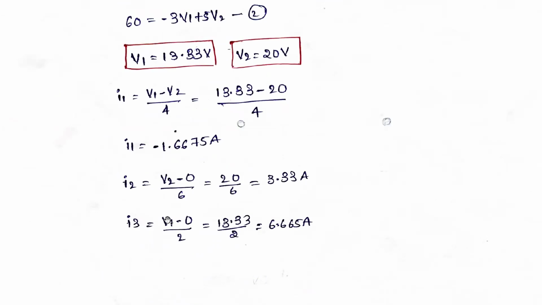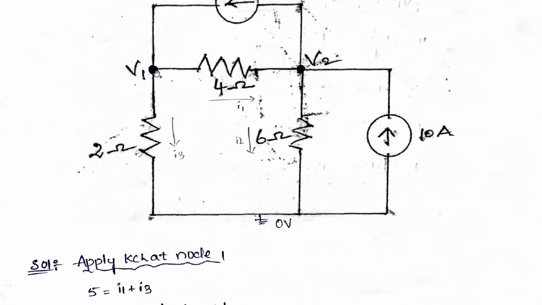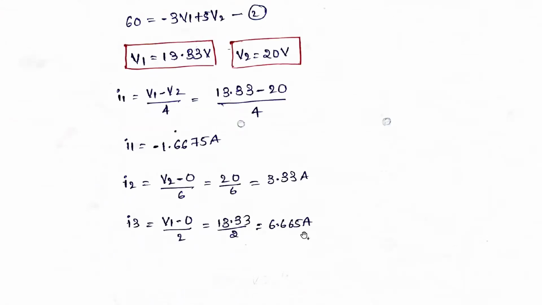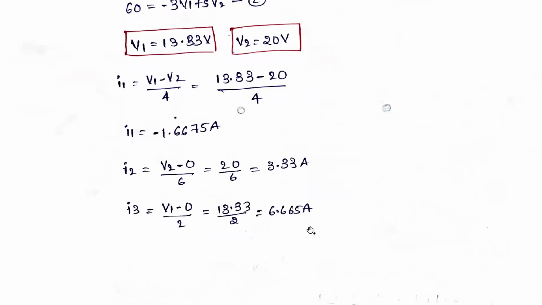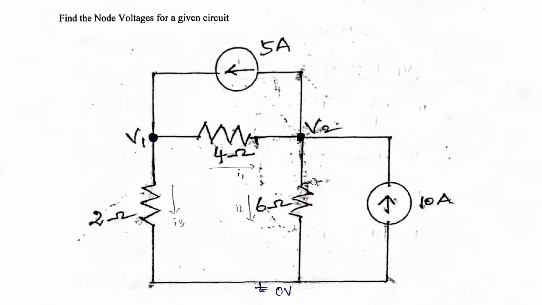Similarly, I3 is this side: (V1 minus 0) divided by 2, which is 13.33 minus 0 divided by 2, equal to 6.665 amperes. So I1 is equal to minus 1.6675 amperes, I2 is equal to 3.33 amperes, and I3 is equal to 6.665 amperes. So this is the answer for this particular problem shown in the figure. Thank you.